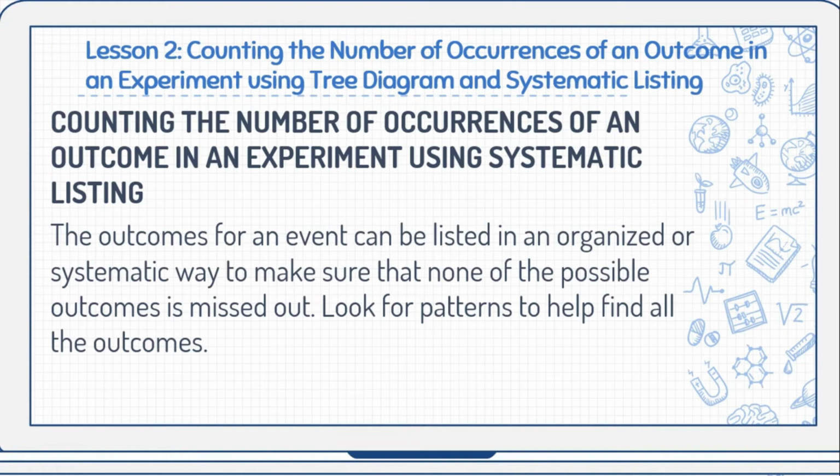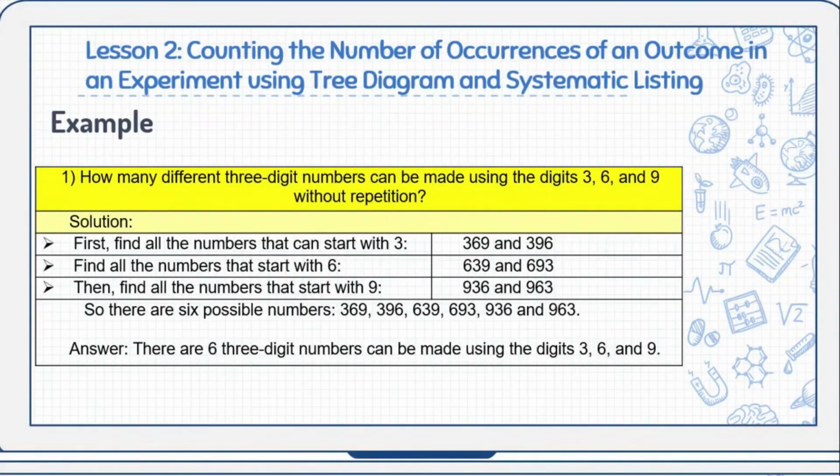The outcomes of an event can be listed in an organized or systematic way to make sure that none of the possible outcomes is missed out. Look for patterns to help find all the outcomes. Okay. So we have here the example. How many different 3-digit numbers can be made using the digits 3, 6, and 9 without repetition?